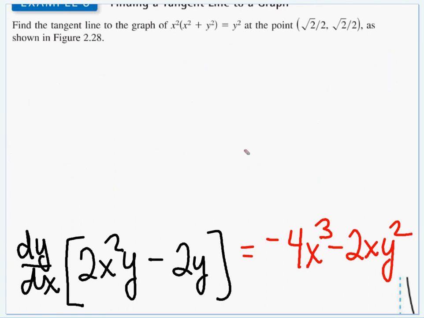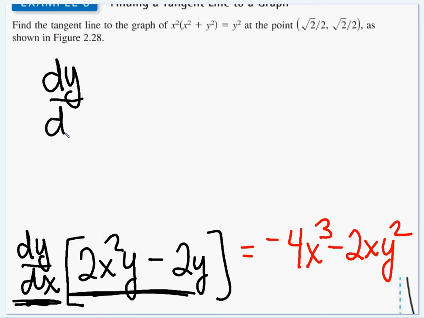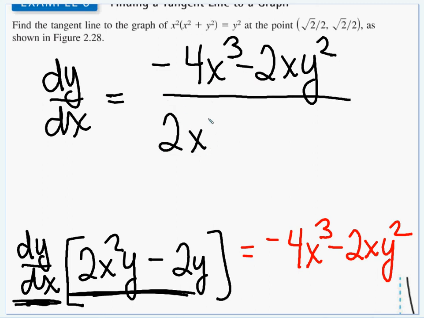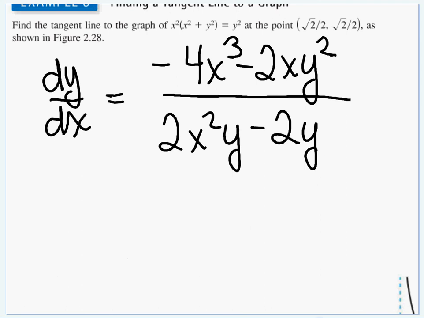And the last step is to get dy dx alone. So we're going to divide by the quantity in the brackets. Dy dx, our derivative, is on the left, and the numerator is negative 4x cubed minus 2xy squared, all divided by 2x squared y minus 2y. Now we could just plug our point right into there, but a very helpful part of this is going to be to pull out whatever we can in the numerators and the denominators.